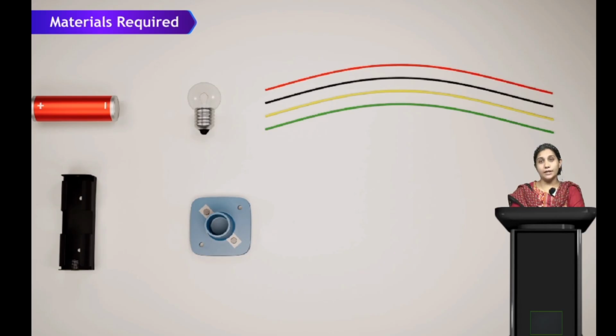Now, these are all the materials we require to perform this activity. We will make an electric lamp glow by using an electric cell. To perform this activity, we need all these materials.